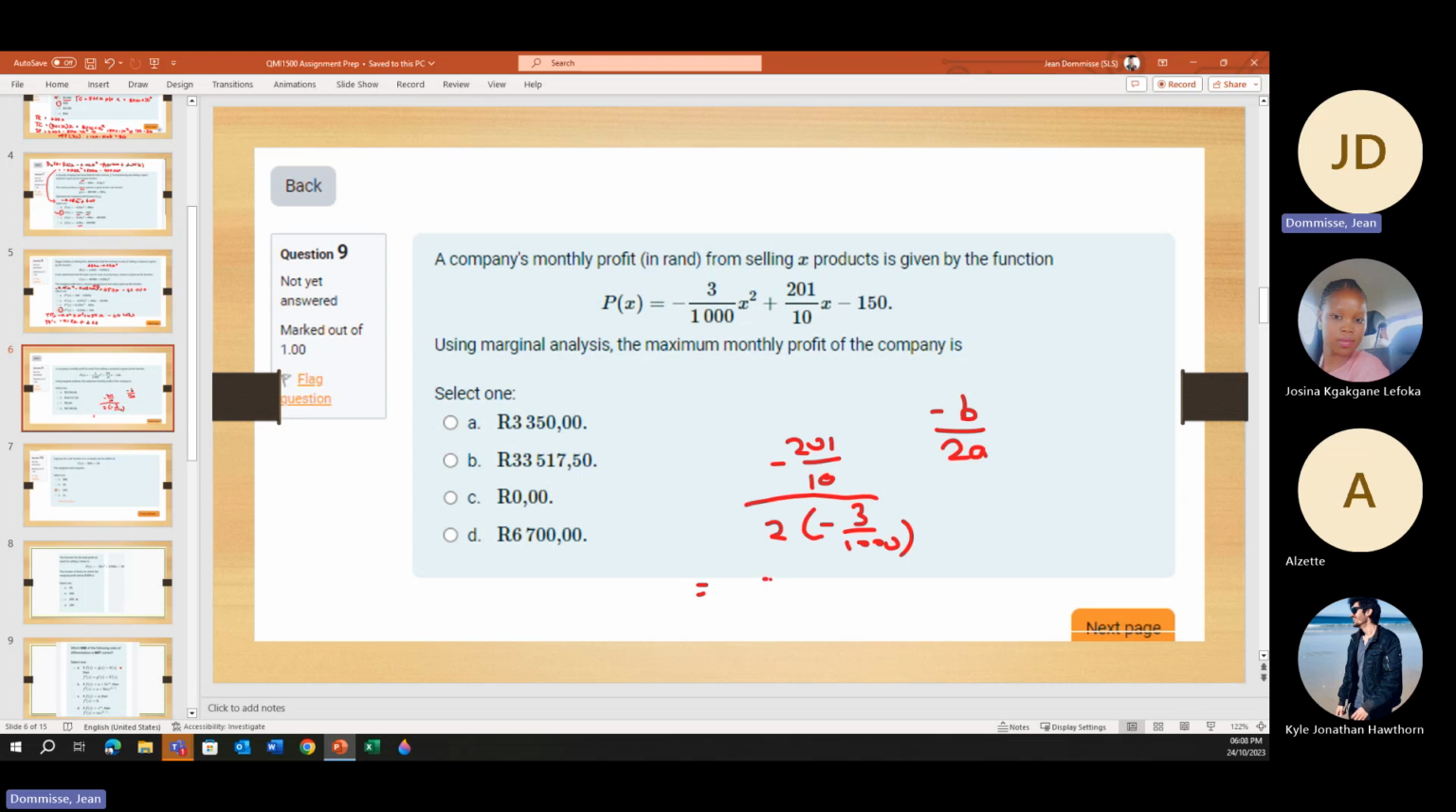So the top is minus 20.1, 2 times 3 divided by 1,000, 0.006. Oh my word, I actually get the answer: 3350.